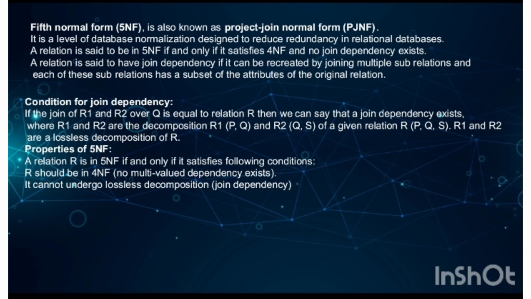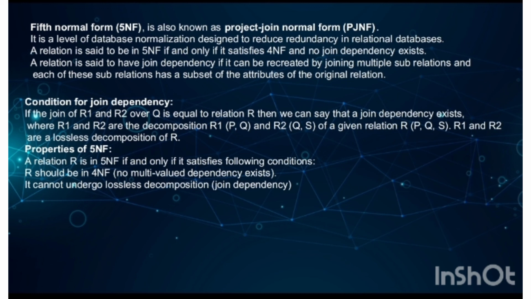Here we have a condition for a join dependency. If a join of R1 and R2 over Q is equal to the relation R, then we can say that a join dependency exists. Here R1 and R2 are the decomposition, R1 of P and Q and R2 of Q and S, of the given relation R of P, Q, S. R1 and R2 are a lossless decomposition of R.